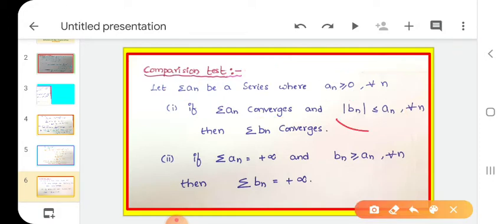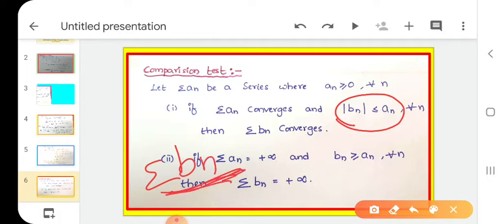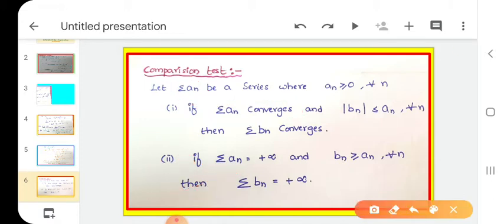Now I take another series. Which series? Summation bn is another series. First I take a series summation an. Which type of series is it? Convergent series. Now I take another series summation bn. Now I compare an and bn. What is the relation between an and bn? bn is less than or equal to an. That means an is larger than bn.